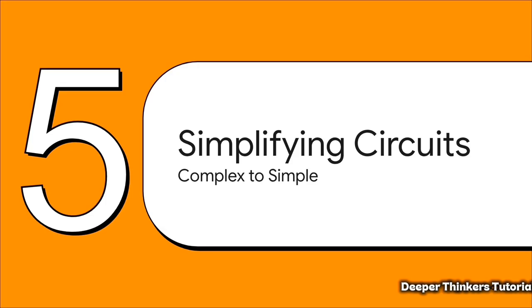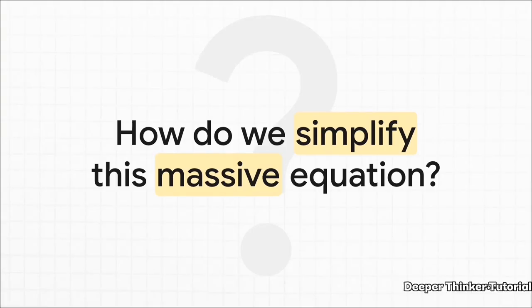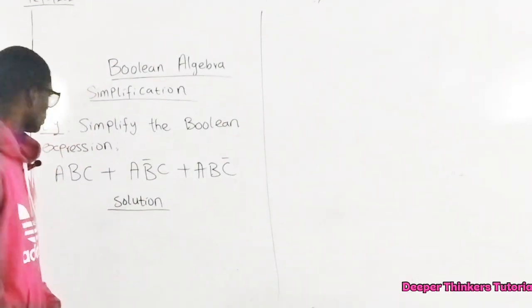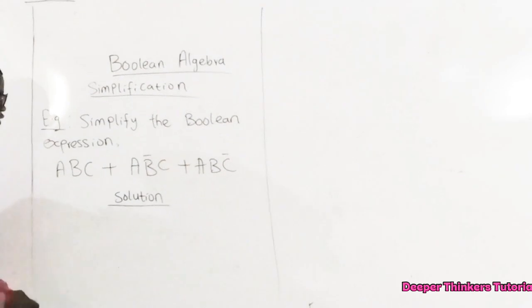Okay, we are in part 5. So now let's put all this knowledge together and simplify circuits, like equations or algebraic logic equations. So now let us see how we simplify these massive equations. Let us jump into it and work out examples. You understand? Okay, now for the question, we have this expression.